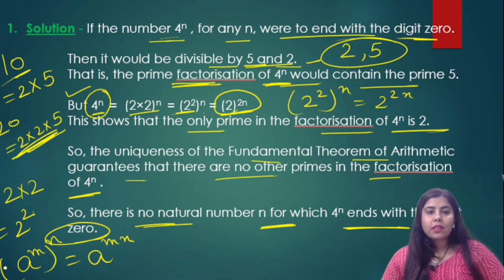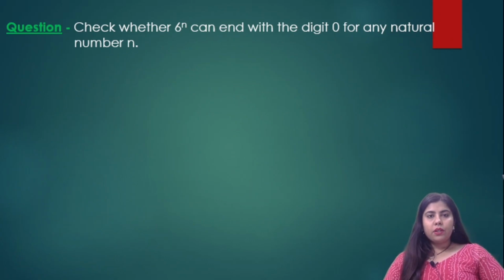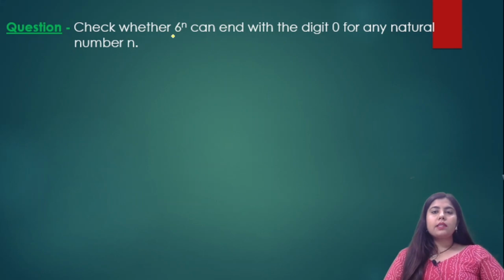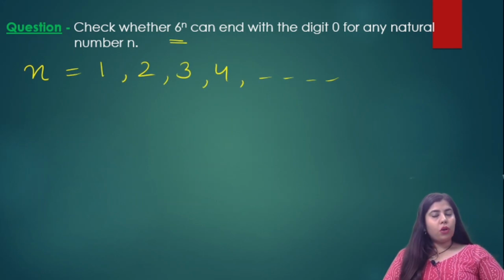Is it clear? Now see the next question. Here we have: check whether 6 raised to the power n can end with the digit 0 for any natural number n. It is the same type of question as we did earlier. See, 6 raised to the power n is given. Now here we have n as natural numbers again. So they must be 1, 2, 3, 4 and so on, right? Now 6 raised to the power n is 6 raised to the power 1, 6 raised to the power 2, 6 raised to the power 3 and so on.